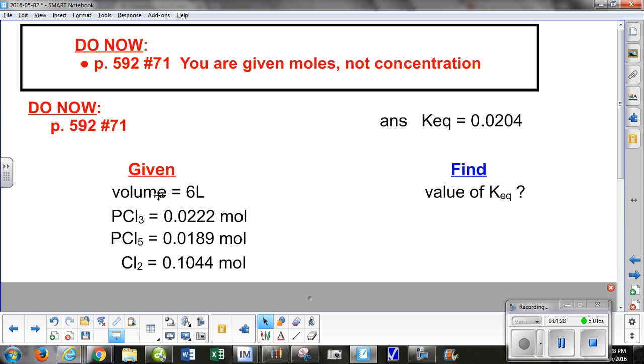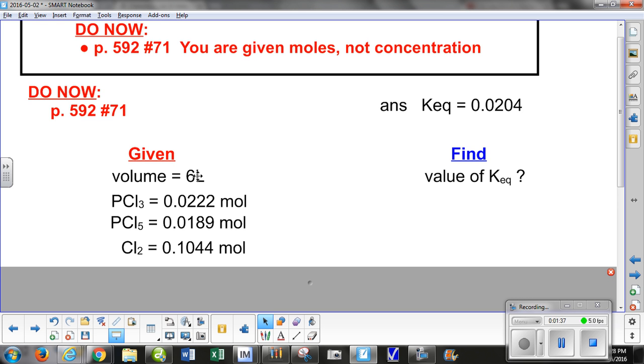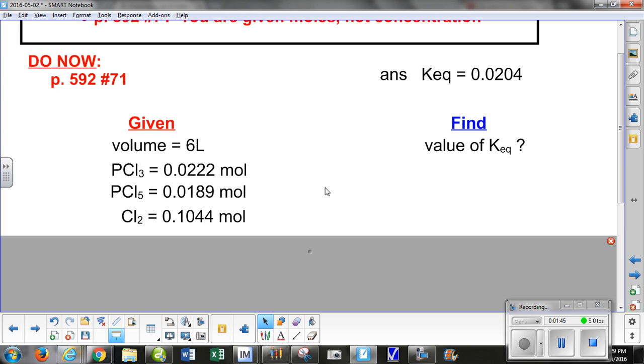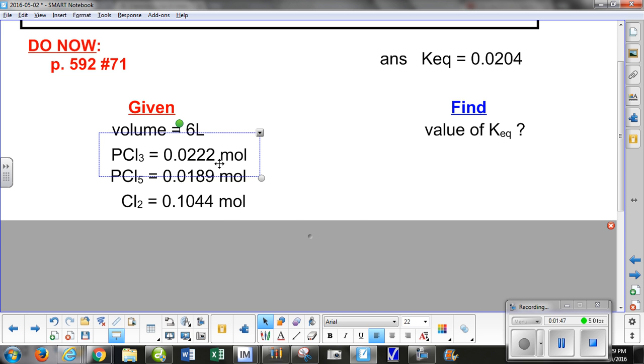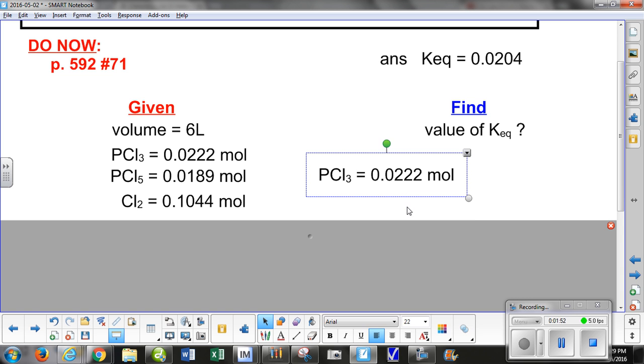So, number 71, we've got a volume of 6 liters. That solves our problem. That really solves our problem. It takes care of the problem of not having molarities, because moles over liters, all these guys are in the same container. So what are we going to do? We're going to take this guy and we're going to divide him by 6.